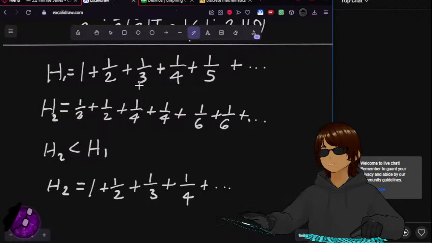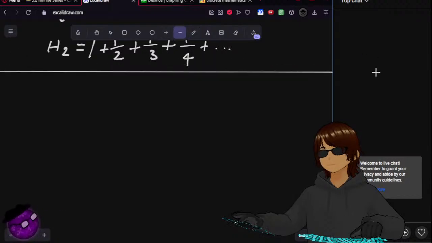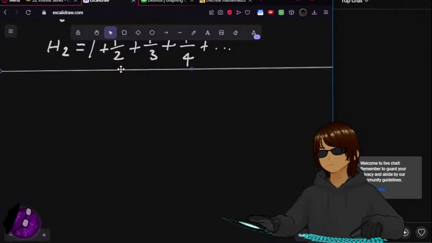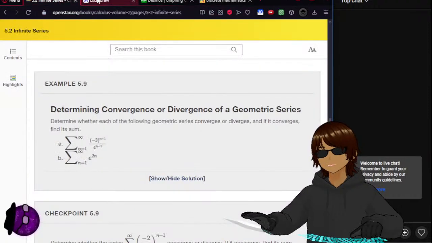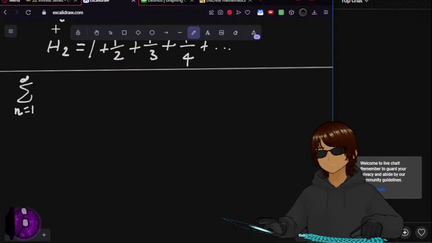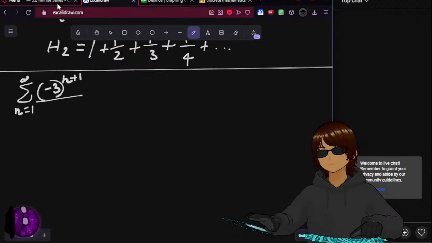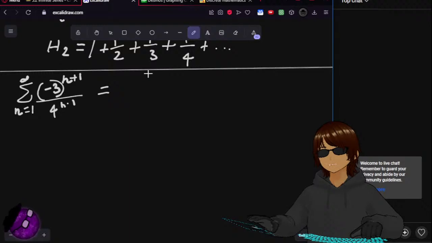This over here. Let me check. The sum from n equals 1 to infinity. For it is this. So let's start with 1.